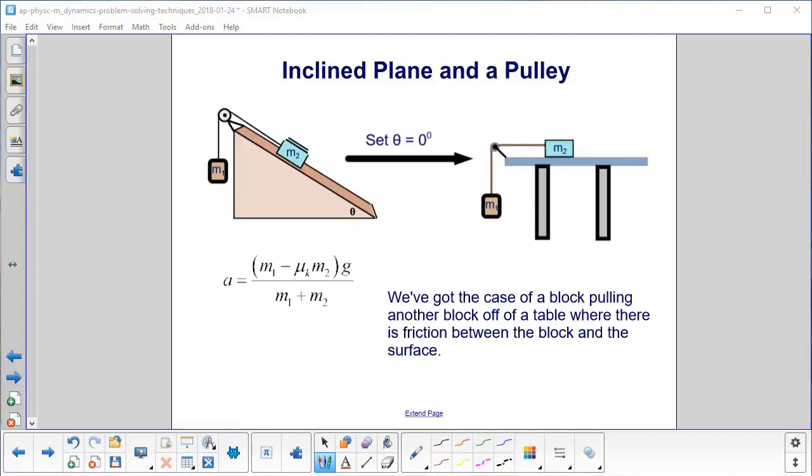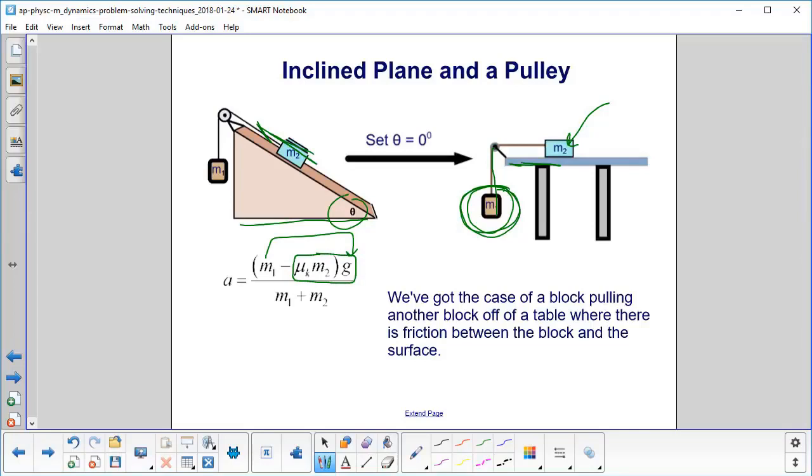If we set this theta here equal to 0, this block is being pulled along a flat surface. It's not quite the exact picture, but we're going to have m1 falling off this flat surface, connected by the pulley. And we've got the case of a block pulling another block off of a table. And what's pulling this down? What's giving us our acceleration? Just this block, which is m1g. And what's the external force holding us back? That's just the friction force on m2, which is mu k m2g.